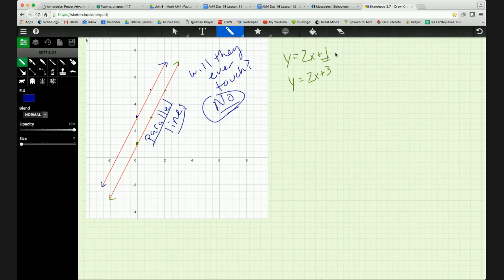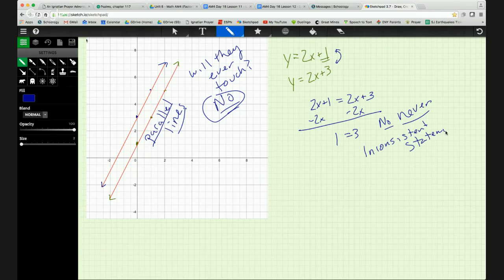Watch what happens. We're going to use our same strategy of setting these guys equal to each other. So I say 2x plus 1 equals 2x plus 3. We subtract 2x from both sides, and we get this equation that says 1 equals 3. Well, does 1 equal 3? No, never. This is an inconsistent statement. It's invalid. So we get kind of like a not a happy cat. I'm not going to draw a happy cat. We're going to say no, they never intersect.